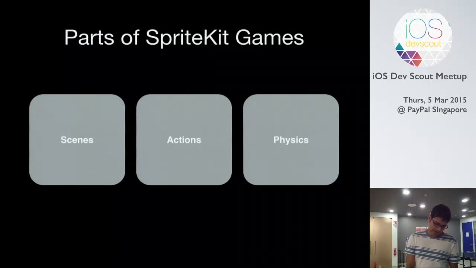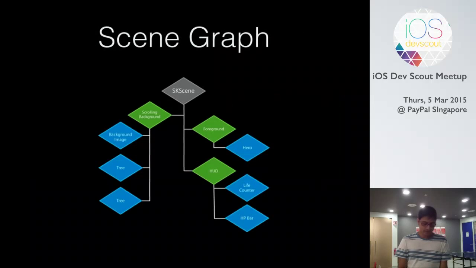There are literally three main parts of building a game using SpriteKit. One is scene, another one is action, and third one is physics. And we'll look into all of these as we go. So scenes are basically, imagine scenes as a particular scene of the game that you're visualizing. You can, in a way, imagine this is a canvas where you will draw objects, whether it's your player, whether it's enemies, or whether it's a background image.